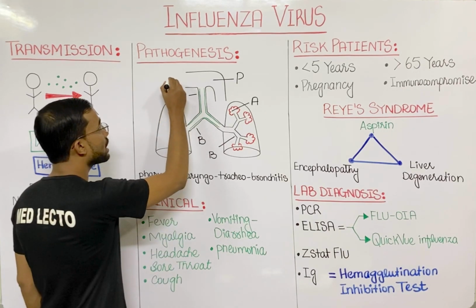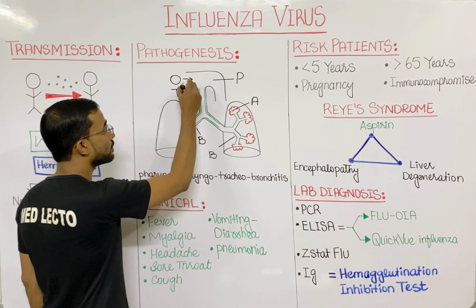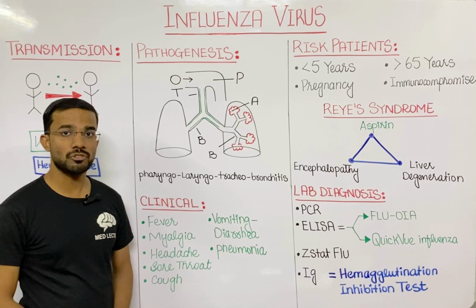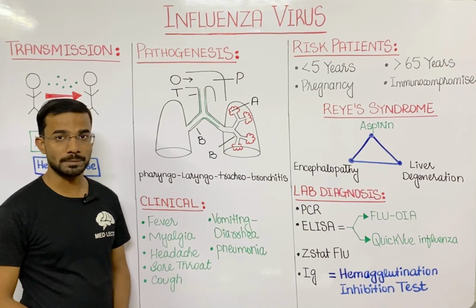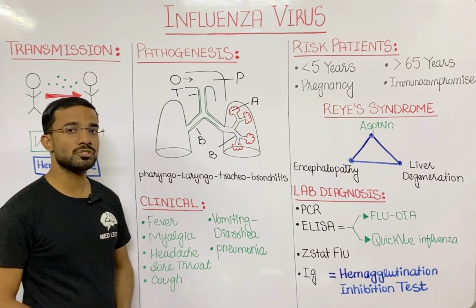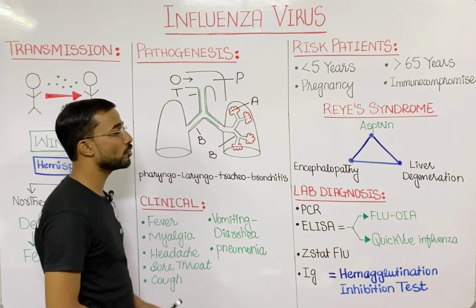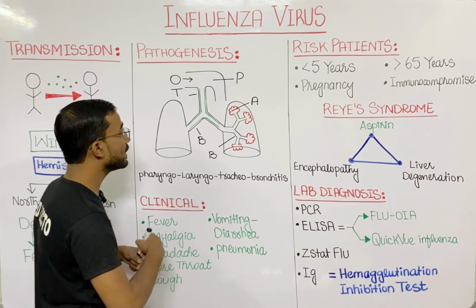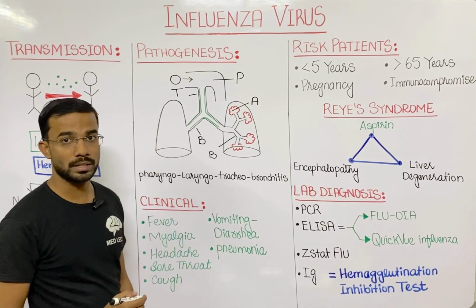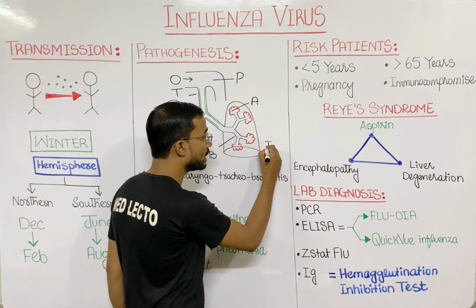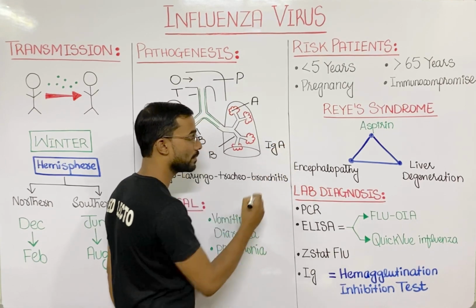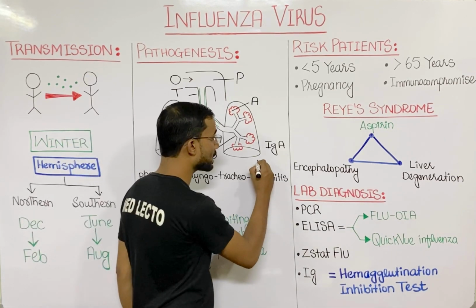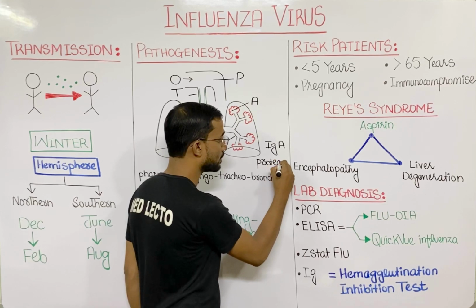When the influenza virus enters the body through the respiratory droplets, it will affect the respiratory tract by binding to the epithelium of the respiratory tract. But an important thing you have to remember is that in the respiratory tract you will see the presence of mucus. You will also see the two most important defense systems: the IgA antibodies that will protect it from viruses, and the presence of protease.